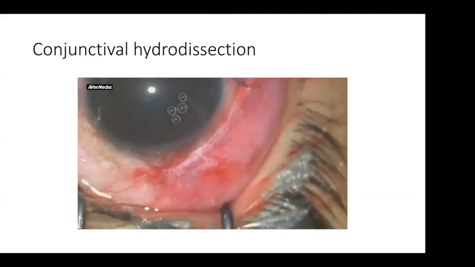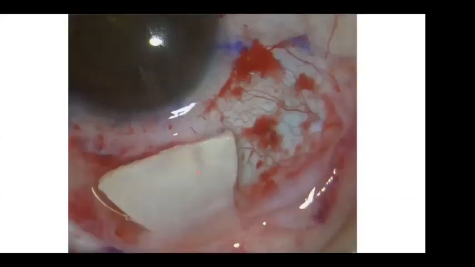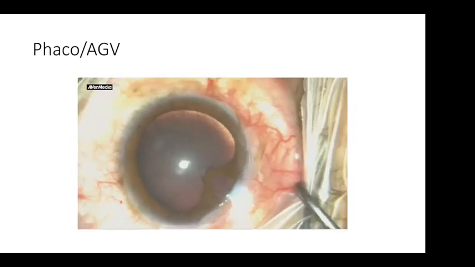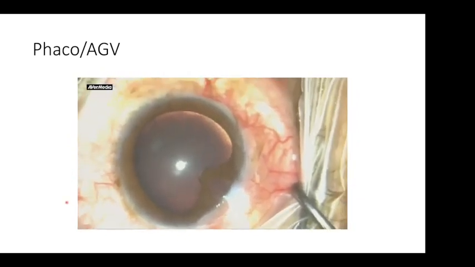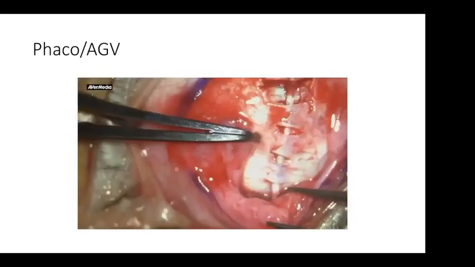So again, conjunctival hydrodissection, sometimes I do it. When I'm not so comfortable with the scleral flap, I put a scleral patch graft and I cover this area. Now the patient is having cataract as well.